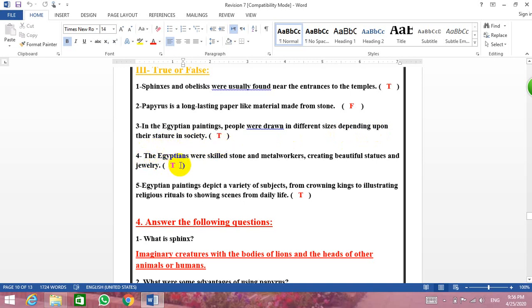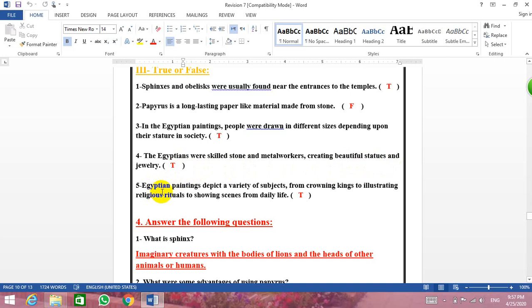Number 4. The Egyptians were skilled stone and metal workers, creating beautiful statues and jewelry. Yes, that one is true. They were skilled stone workers and metal workers, and they were making beautiful statues and jewelry as well.